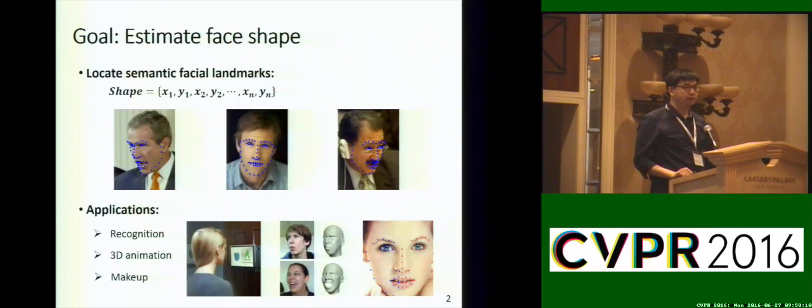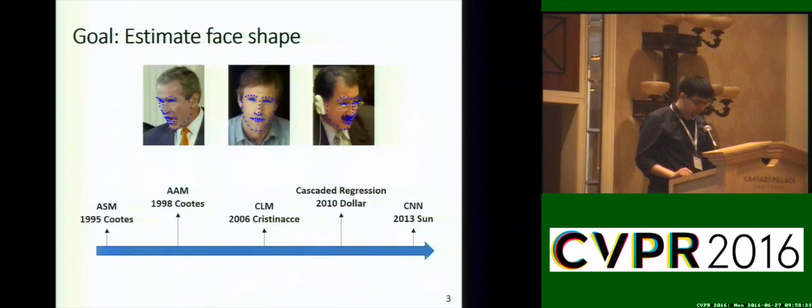Today, I will introduce our work on face alignment across large poses. Face alignment is to find the face shape, which is always modeled as a set of semantic facial landmarks such as eyes, mouth, and nose. It is fundamental for many applications like recognition, 3D animation, and makeup. After 20 years of developing, face alignment has achieved many practical methods, from ASM to the currently popular cascaded regression.